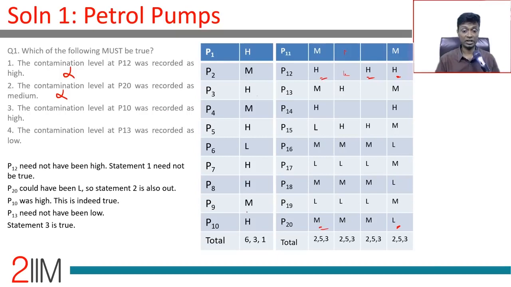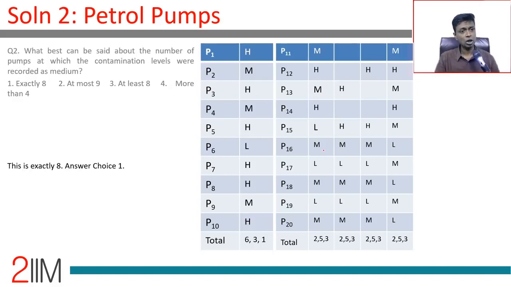P10 was recorded as H. Yes, P1 to P10 we have completely nailed on. That is true. P13 was recorded as low. P13 could be medium or high. Need not be low. This is out. So choice 3, the third option. Go to the next question.